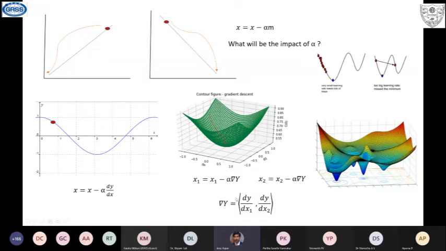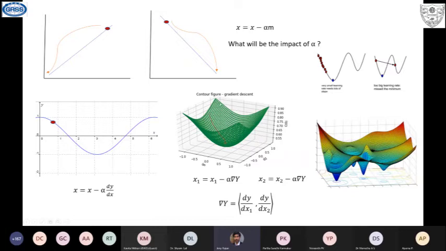So these derivatives you can put as a vector, and you can call this a gradient. So this gradient is a collection of partial derivatives, right? So we call this a gradient, and we have to find what value of gradient minimizes this y. This is what we do with the gradient descent algorithm.